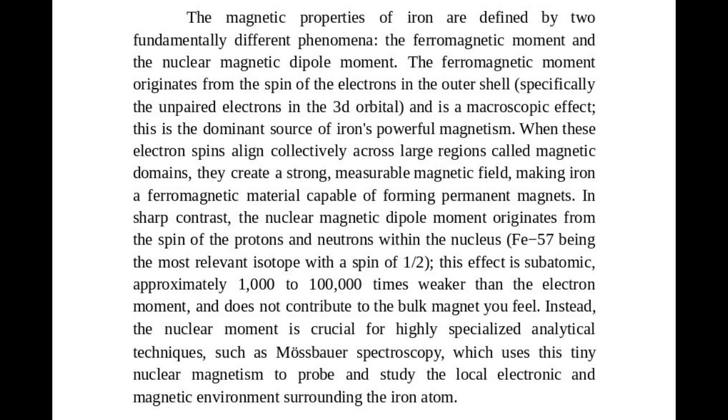When these electron spins align collectively across large regions called magnetic domains, they create a strong, measurable magnetic field, making iron a ferromagnetic material capable of forming permanent magnets. In sharp contrast, the nuclear magnetic dipole moment originates from the spin of the protons and neutrons within the nucleus, Fe-57 being the most relevant isotope with a spin of 1/2.